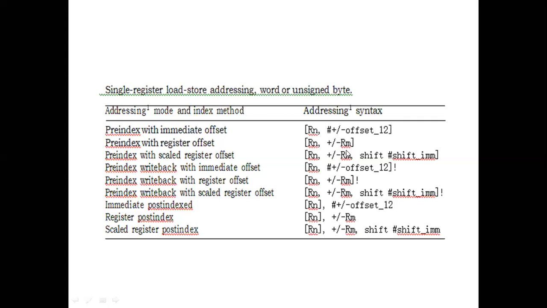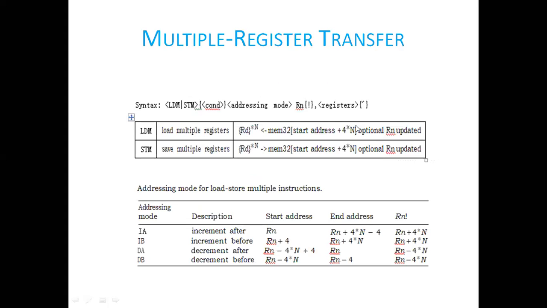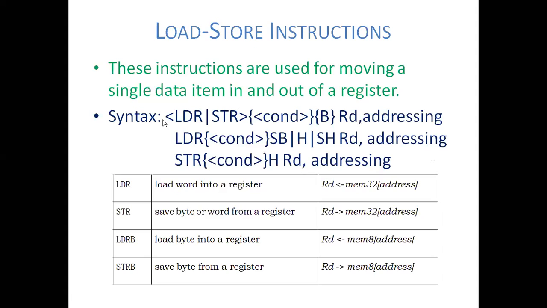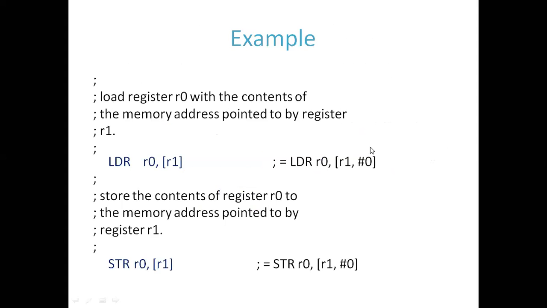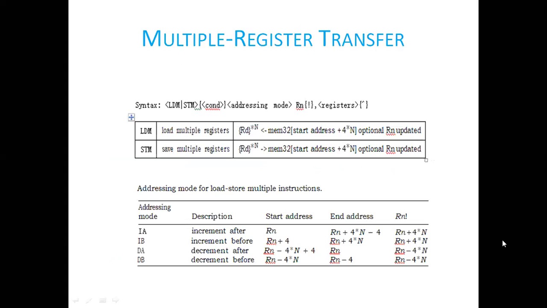So therefore, all these three have the same thing, right? And there is one more called the multiple register transfer. In the previous case, we can move the contents from only one address to only one register, right? That is, you are moving from one address to one register. But there are some other instructions which are used to move a memory value into multiple registers, right?